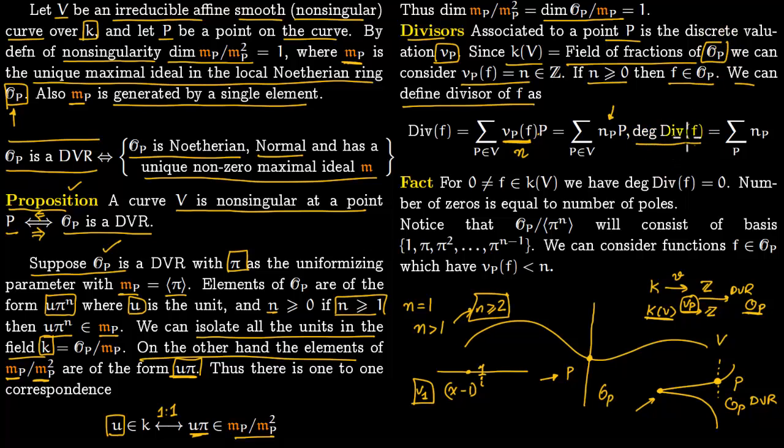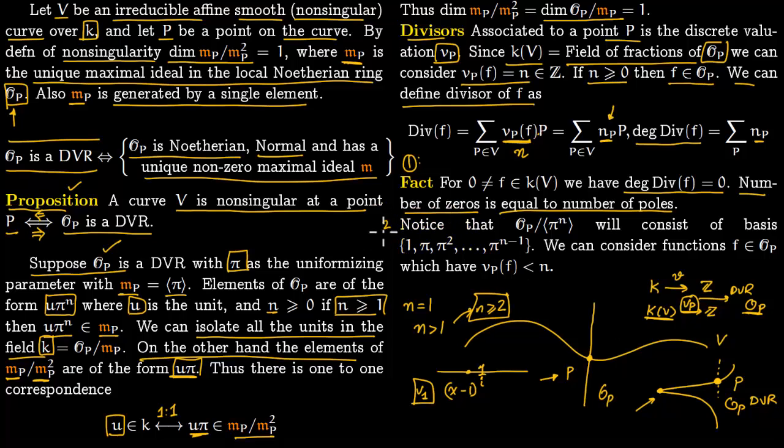And when you talk about the degree of the divisor of f, you just sum up all the integers. So a very important fact, which we have talked about in the algebraic geometry lectures: if f is a non-zero function in the function field of our curve, then the degree of the divisor of f is 0. That is, the number of zeros of the function f is equal to the number of poles of f.